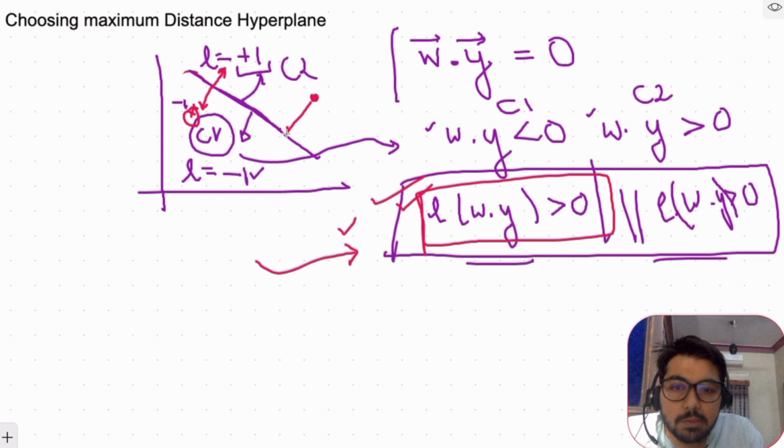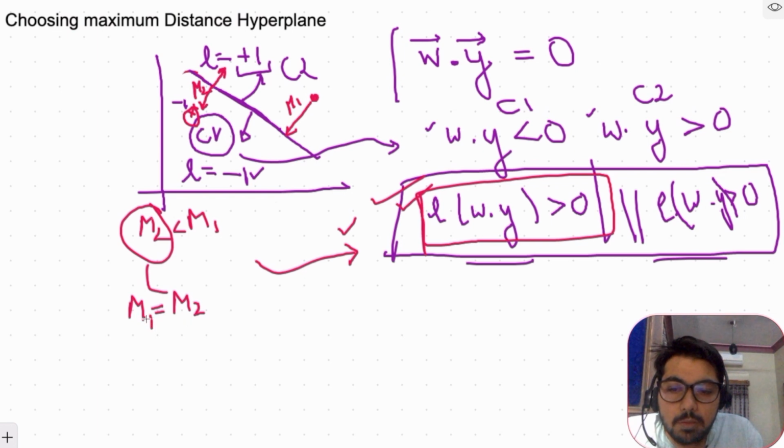There might be a data point available here where the distance comes out to be m1, and this distance comes out to be m2, and I find that m2 is less than m1. So I choose the distance m2 as my m, m equal to m2, for the hyperplane I. If I have infinite hyperplanes available, then for all of them I will calculate the m value.